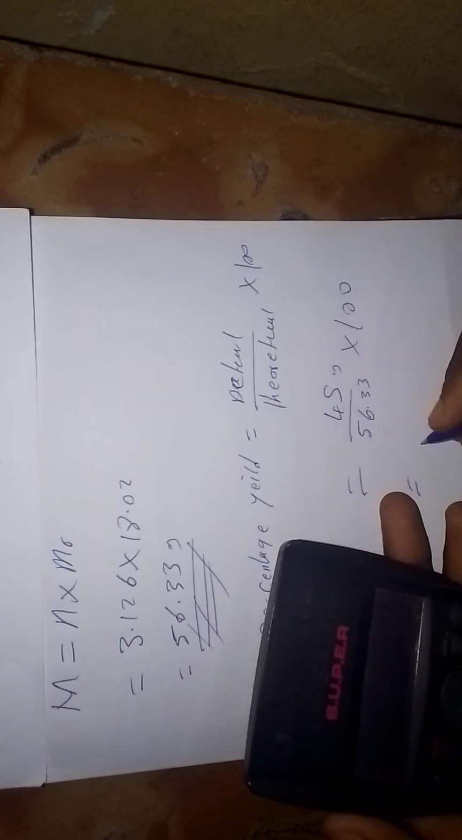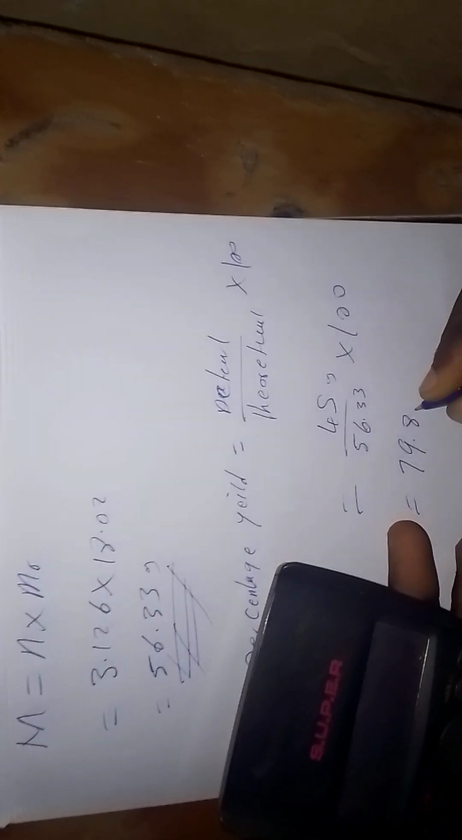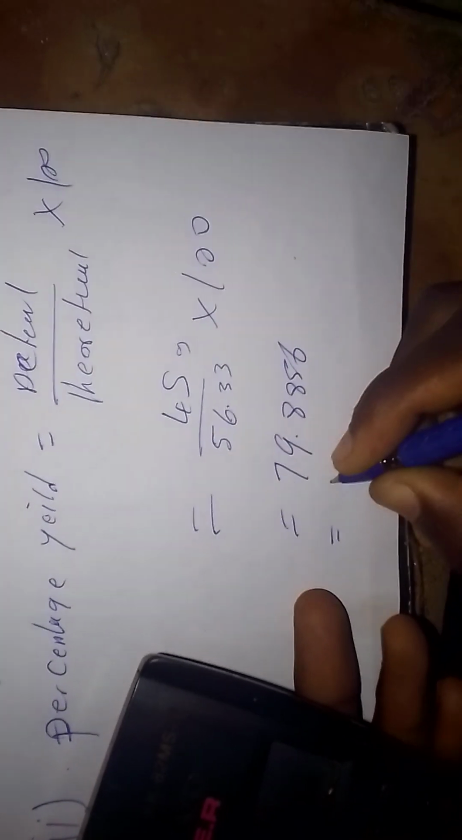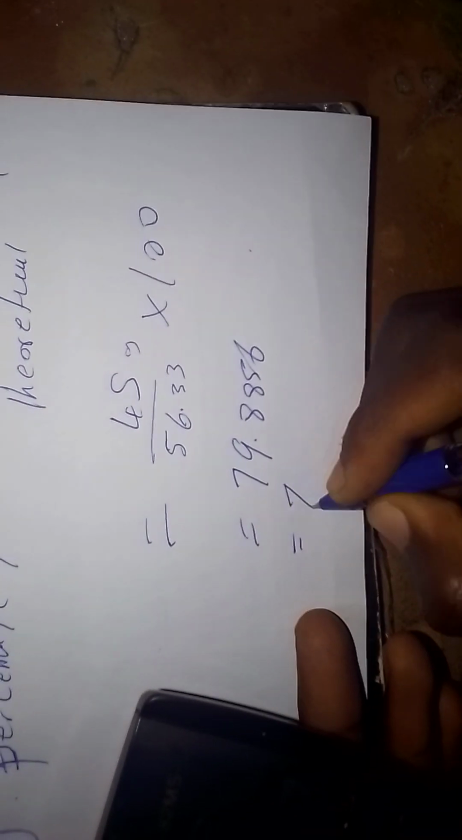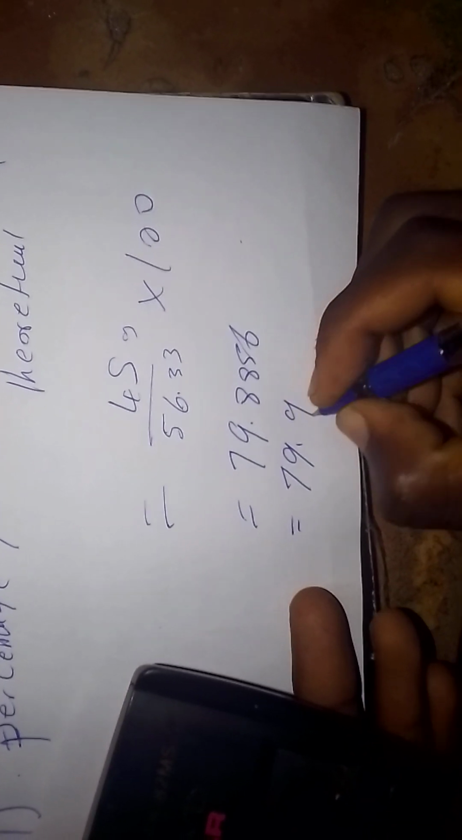Then we just say 45 divided by our answer times 100. My calculator is giving me 79.8856. So we are just going to round it off to 79.9.